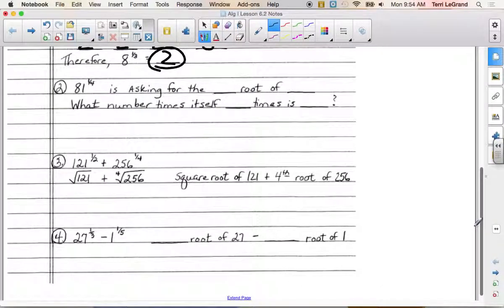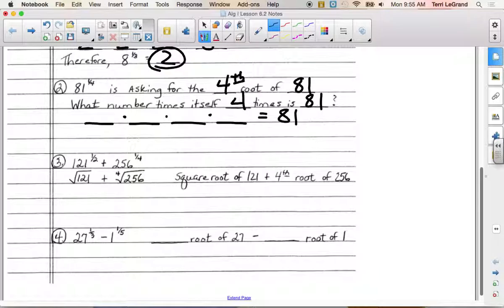Okay. Number 2. 81 to the 1/4 power is really asking for what? Which root? The 4th root. It's really asking for the 4th root of what? 81. Well, then that means, if it's asking us for the 4th root of 81, it's really saying what number times itself 4 times is 81. So it's kind of like we say, I've got to find something that when I multiply it out times itself 4 times, I'm going to get that 81. Well, is it 2 times 2 times 2 times 2?